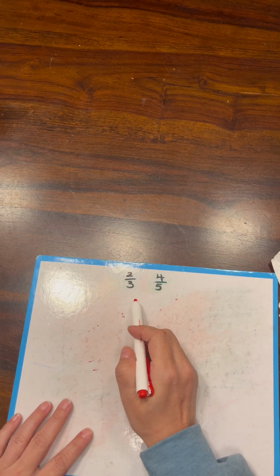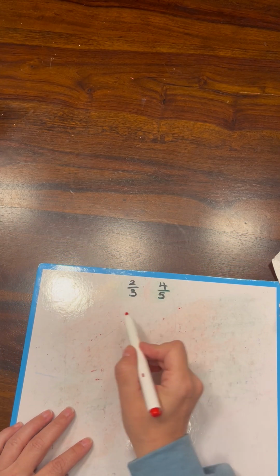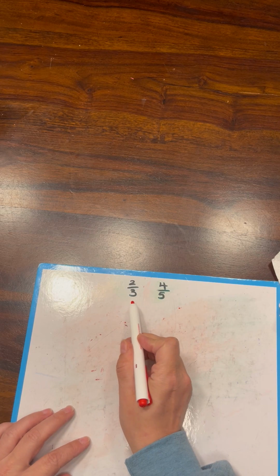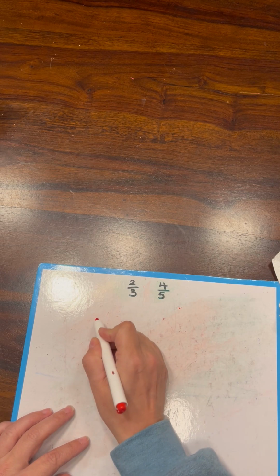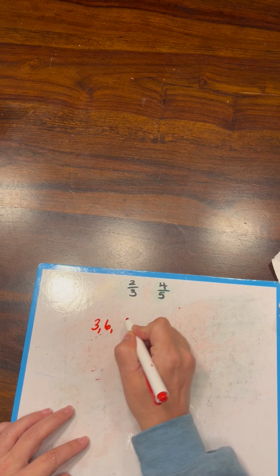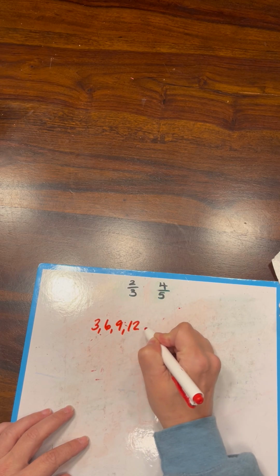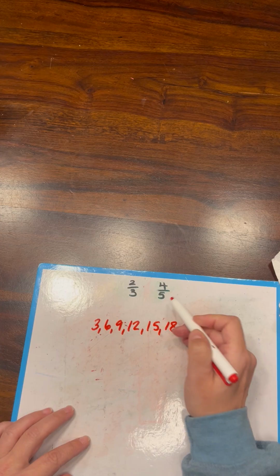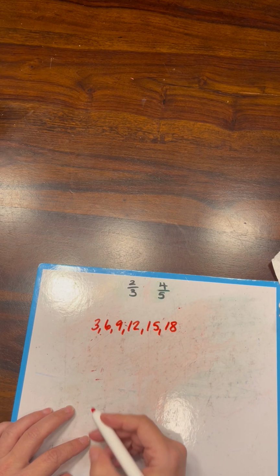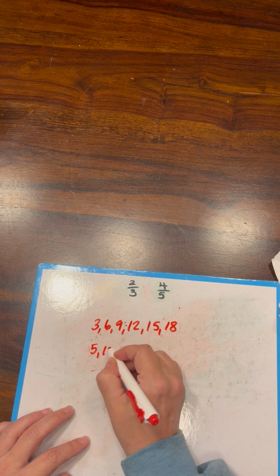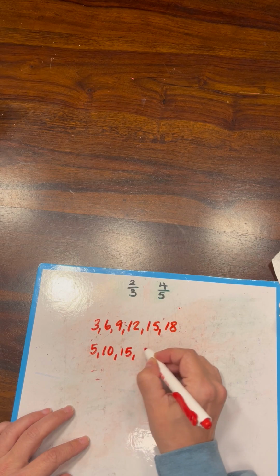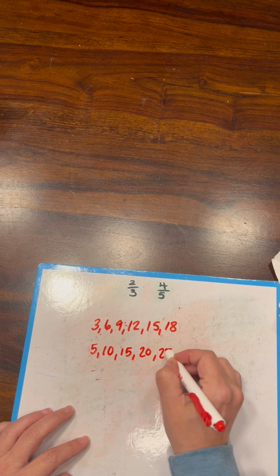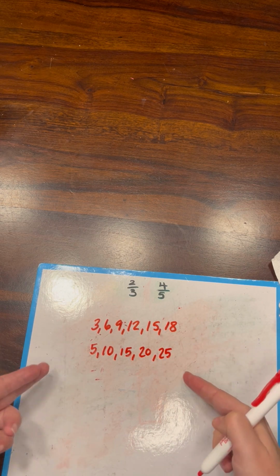So we have 2/3 and 4/5. The denominators, of course, are the number on the bottom. So we're going to list our denominators here. Multiples of 3: 3, 6, 9, 12, 15, and 18. And I'll list the multiples of 5: 5, 10, 15, 20, 25. So I've listed my multiples.